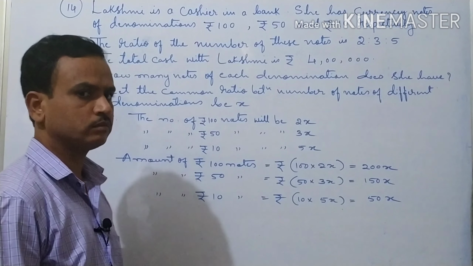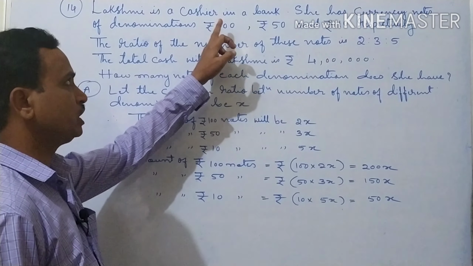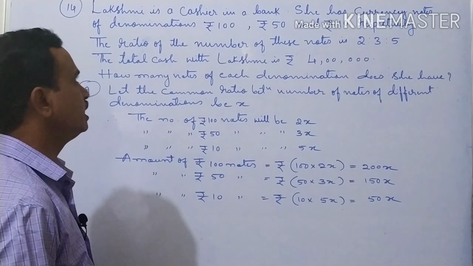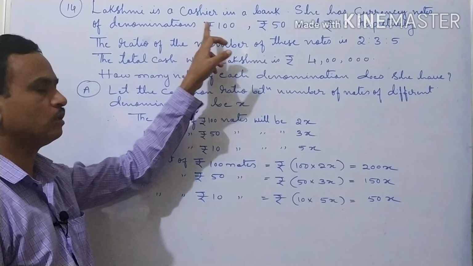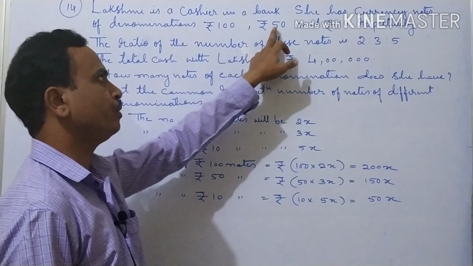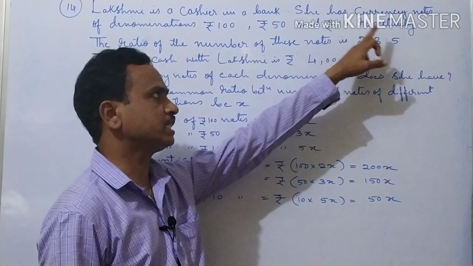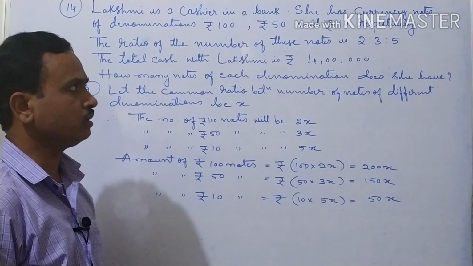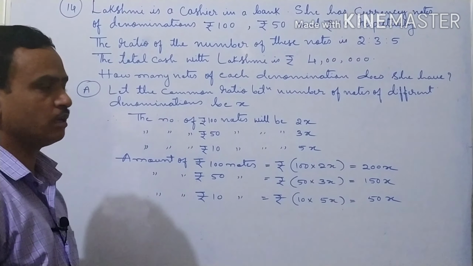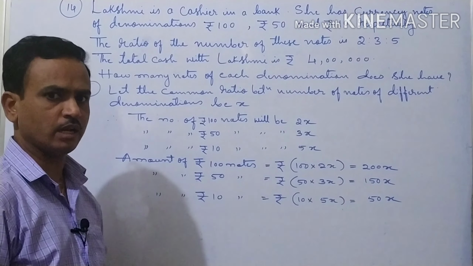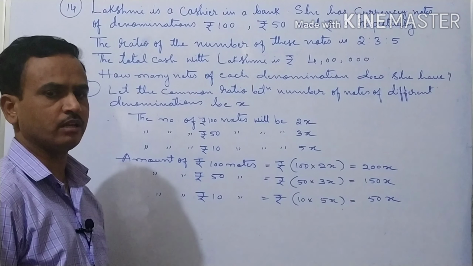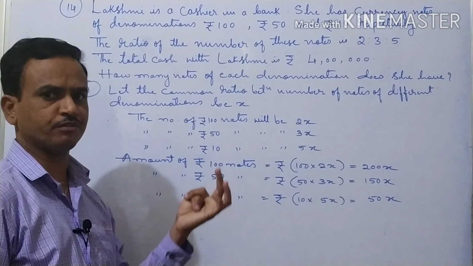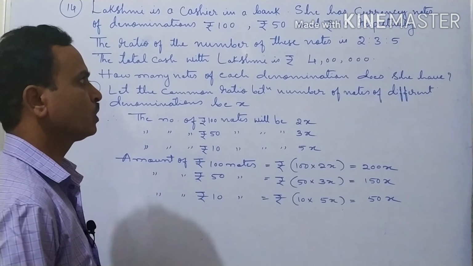Question number 14. Lakshmi is a cashier in a bank. She has currency notes of denomination rupees 100, rupees 50 and rupees 10 respectively.